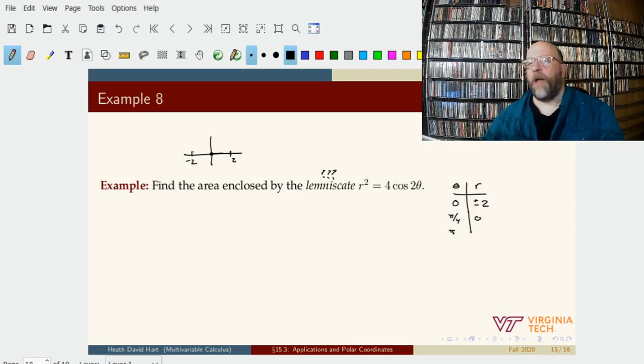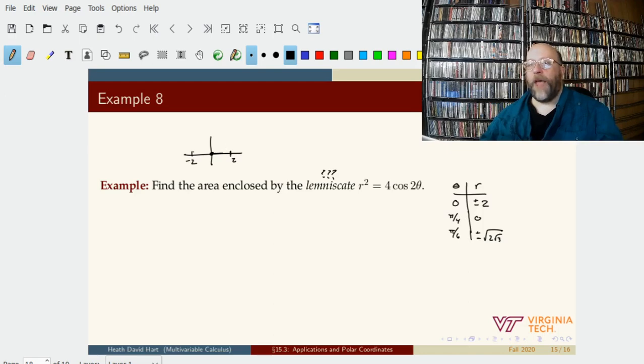Let's try pi over 6. That's an angle between 0 and pi over 4. 2 times pi over 6 is pi over 3. Cosine of pi over 3 is root 3 over 2. 4 times root 3 over 2 is 2 root 3. And so r squared is 2 root 3. We get plus or minus the square root of 2 root 3. Well, that's kind of messy because it's a square root of a square root. But that works out to be a little bit less than 2.